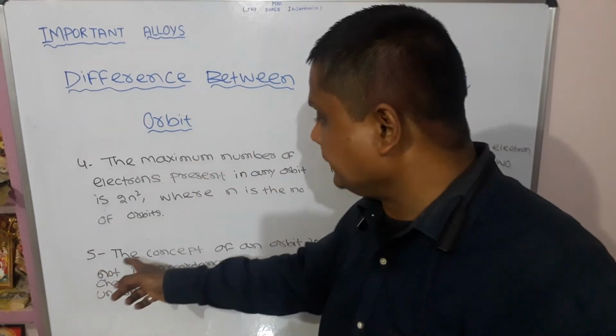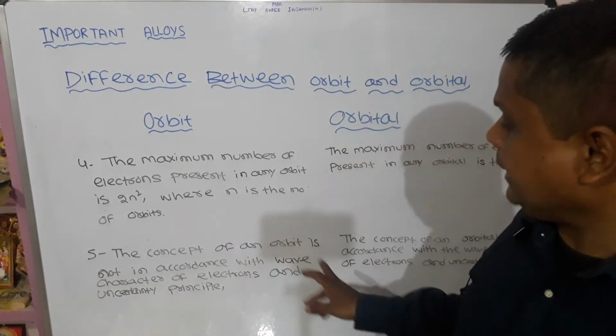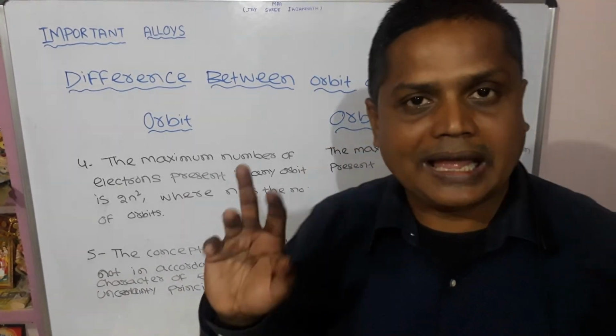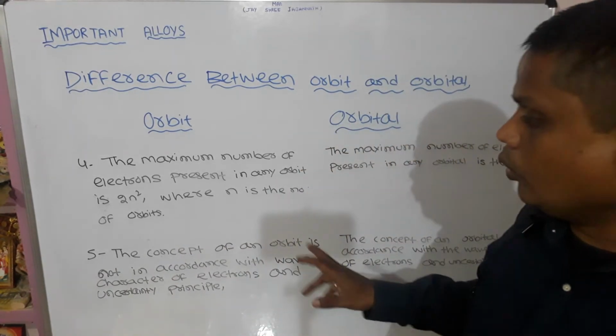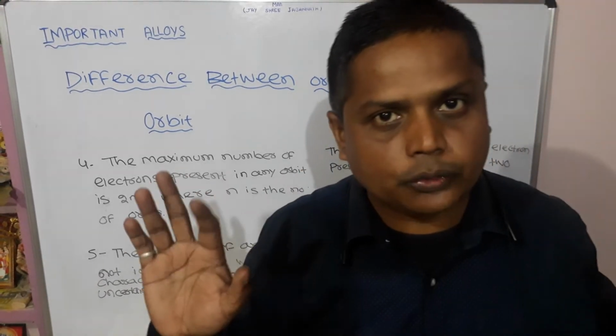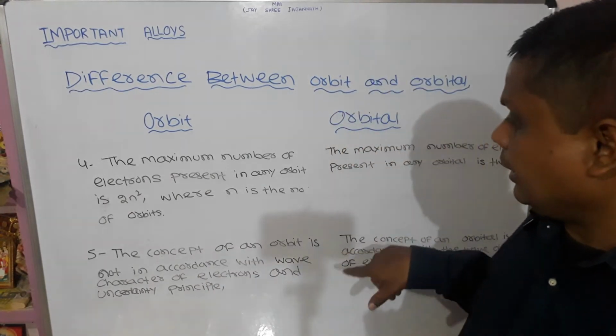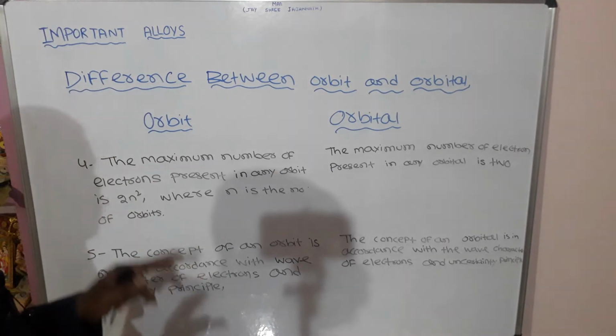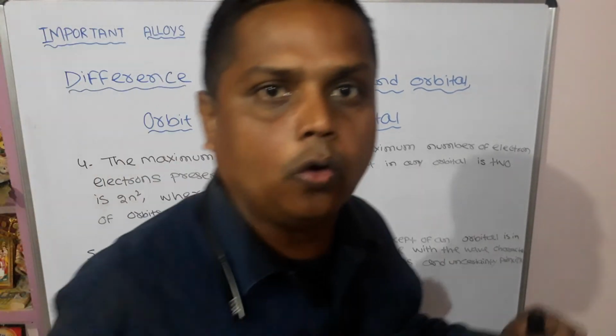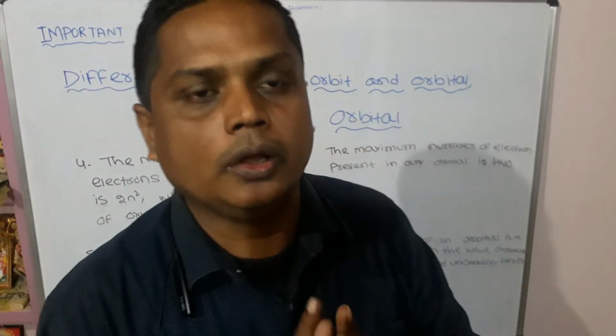Then the last point, 5. The concept of an orbit is not in accordance with the wave character of electrons and the uncertainty principle.